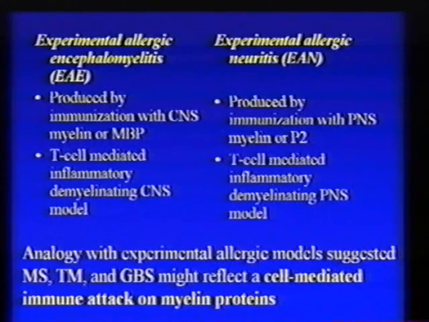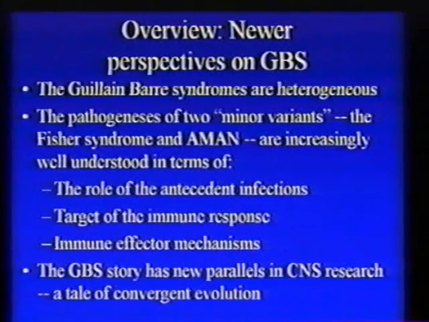And that still remains a very attractive possibility, but I think one of the messages that will come out is that almost certainly the central nervous system diseases and the peripheral nervous system diseases are more heterogeneous than this graph would indicate. Certainly, as we look at the Guillain-Barre syndrome, the newer perspectives are that the Guillain-Barre syndromes, as I like to call them, are heterogeneous.